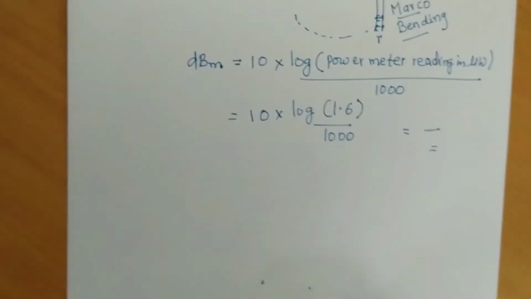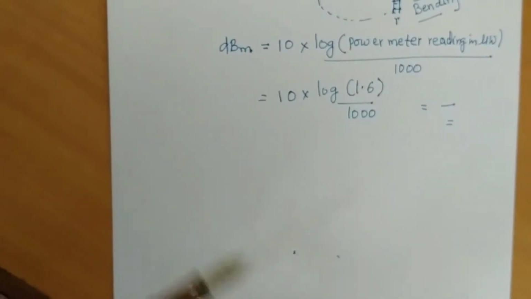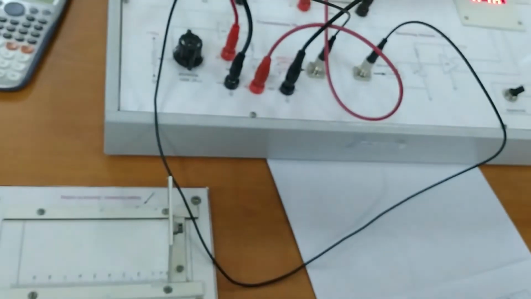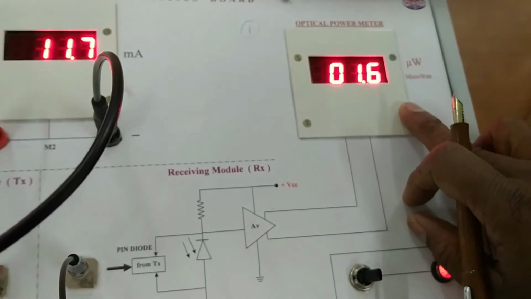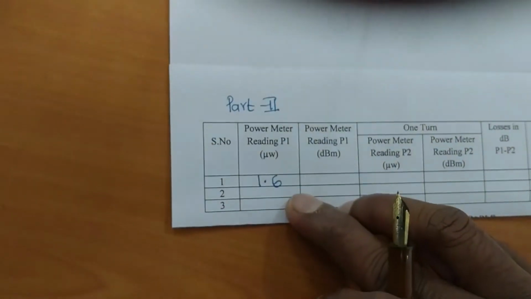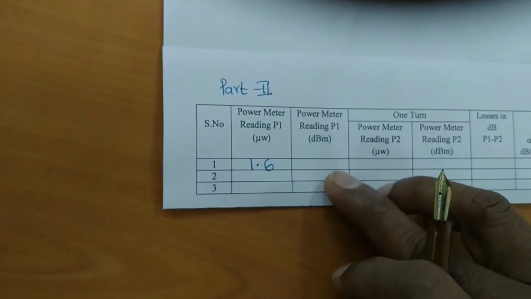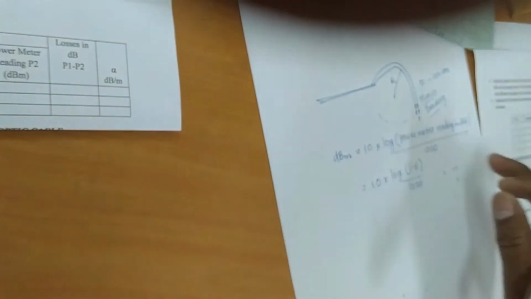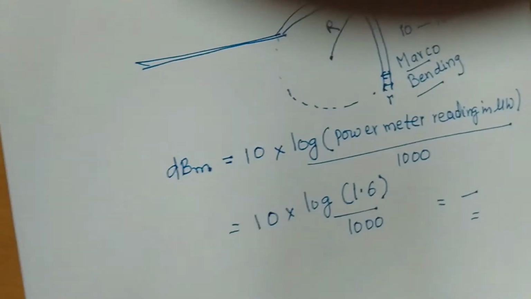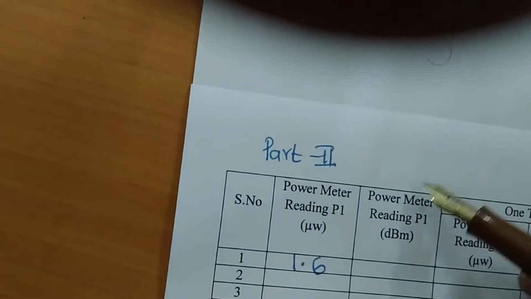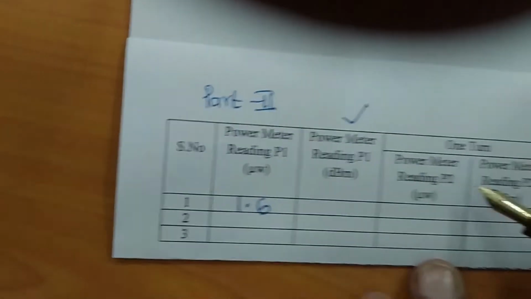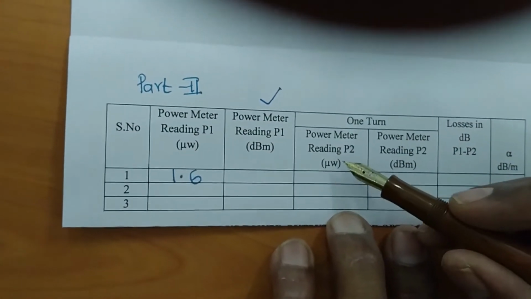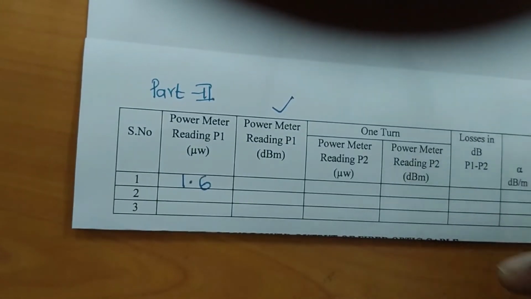Now I will explain the procedure of taking readings. Initially we adjusted the value of the power meter at 1.6 and I have noted down the value here, and you convert this into dBs by the formula 10 into logarithm of power meter reading in microwatt divided by 1000, and you will get the second column. You should do calculations and then find out the value.